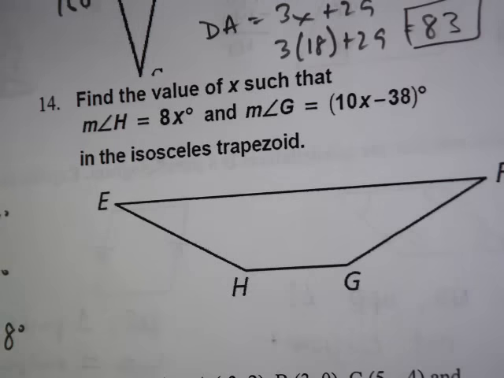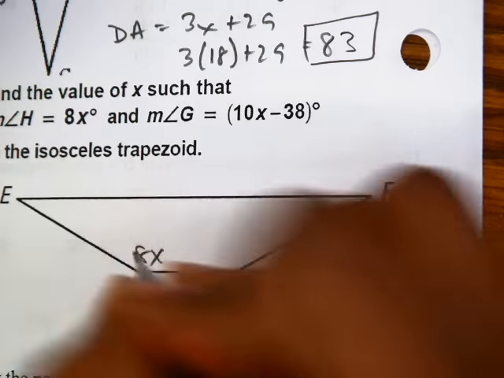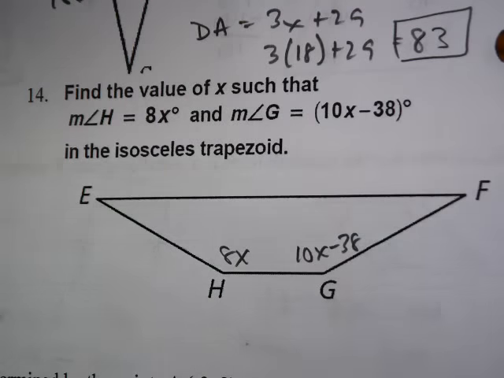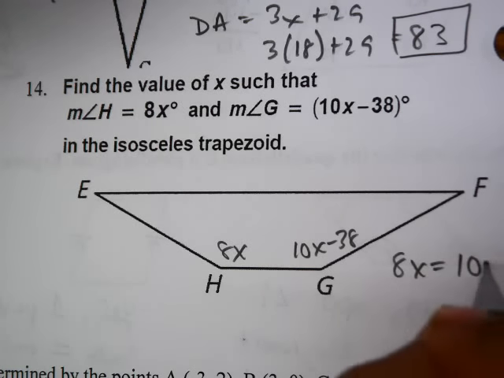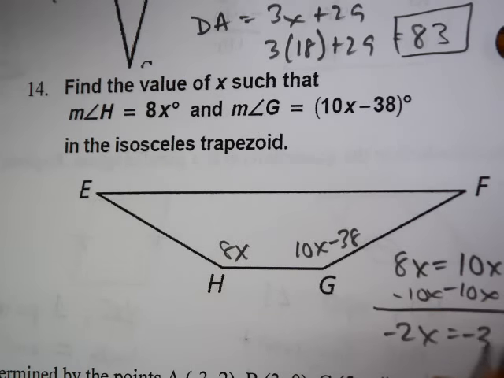In 14, I'm using the same idea. Angle H is 8x. Angle G is 10x minus 38. If this is going to be an isosceles trapezoid, then those two need to be equal to each other. So 8x should equal 10x minus 38. Subtract 10x. That's negative 2x equals negative 38. And x should equal 19.